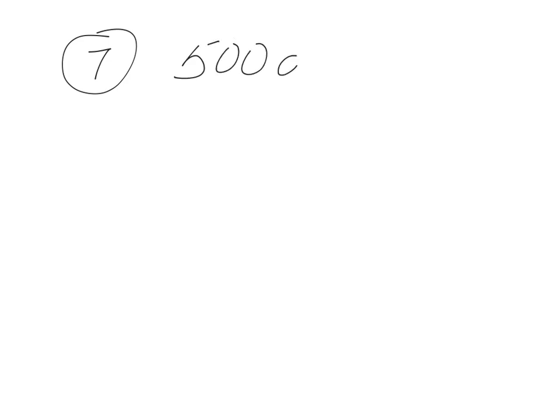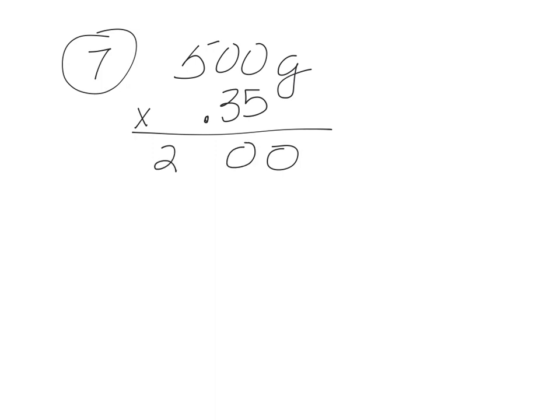Number 7, a water tank holds 500 gallons and is 35% full. How many gallons are in the tank? So this is one where we don't have to subtract or anything. It tells us we have 500 gallons and it's 35% full. So it really wants to know how many are in the tank. So how much water is in there. So we can just multiply that by 35%, which is 0.35. And we can go ahead and solve.